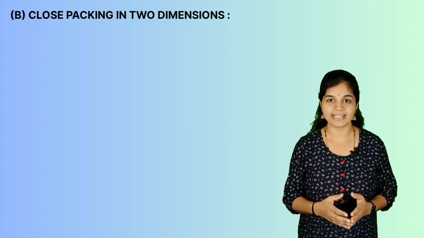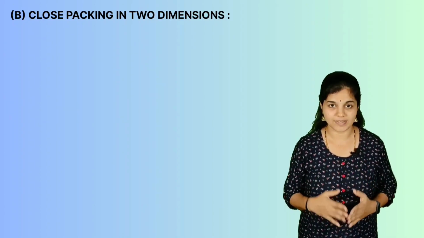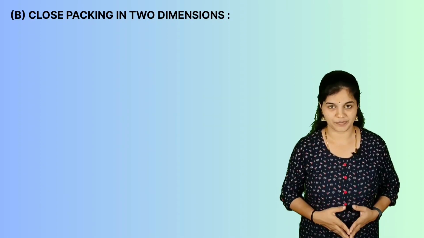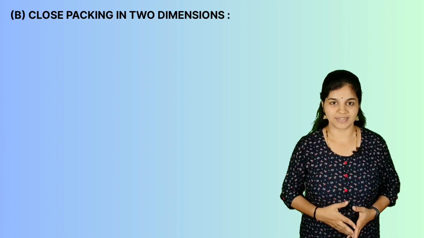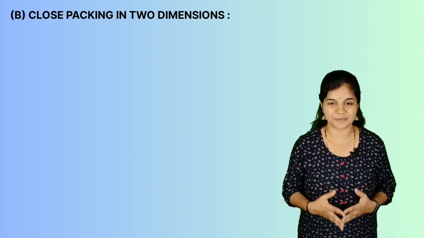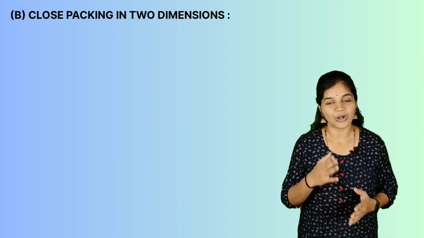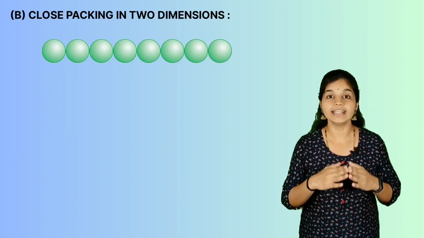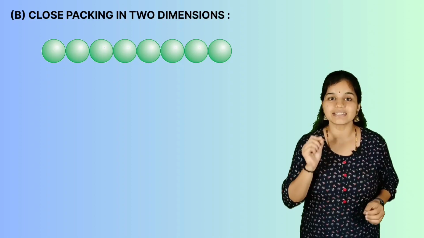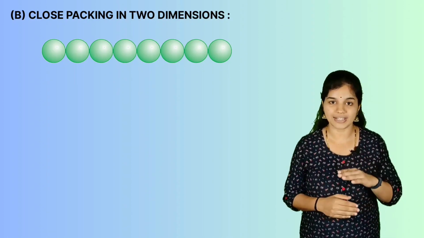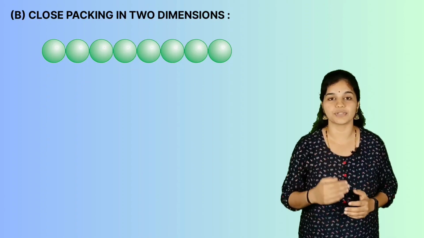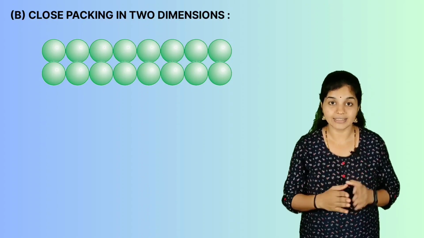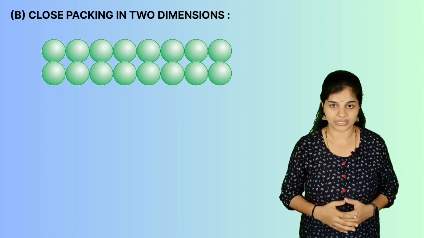Now, if we place the rows of close packed spheres one above the other, we can generate a 2-dimensional close packed structure. Well, this can be done in 2 different ways. How can you arrange the rows of close packed spheres? Can you think of the arrangement? Okay, let us see. One way is to place the second row in contact with the first row in such a way that the spheres of the second row are exactly above the spheres of the first row. The spheres of the 2 rows are aligned horizontally as well as vertically.